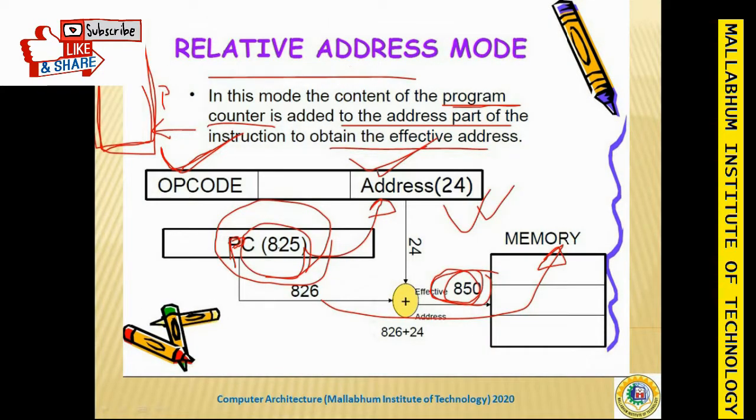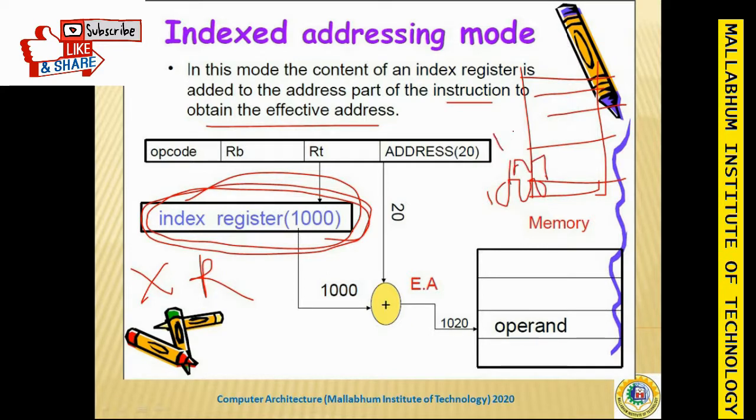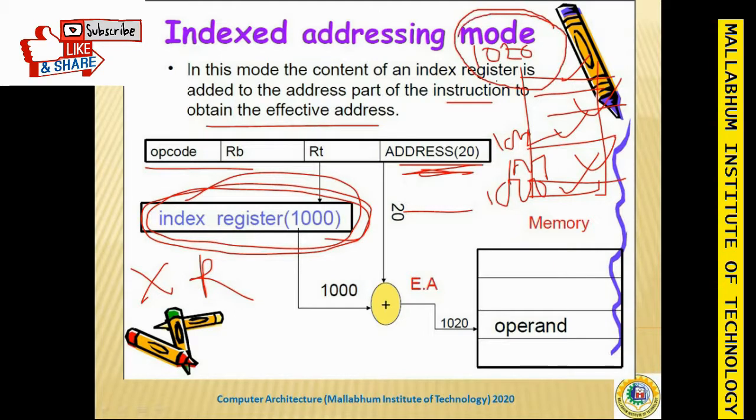In the case of the relative addressing mode, the content of the program counter is added with the address field, and finally that memory content is to be accessed. Here suppose a stack of operands is defined at different memory locations. Suppose this is 1000, this is 1001, this is 1002, and a different operand is defined in each location. Here we have the opcode and the address field, and within the address field, suppose this is 20. The index register is starting from 1000, so 1000 plus 20, whatever the value at 1020, that operand has to be accessed in this mode of addressing.